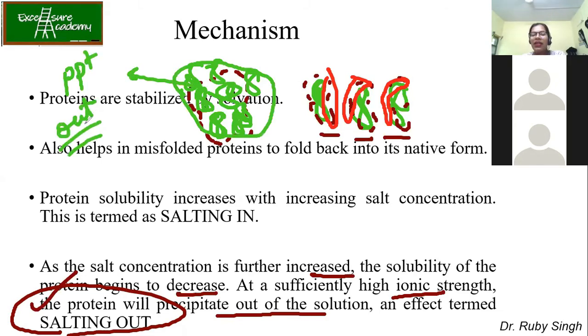Now, what will happen? Next, what you have to do is centrifuge. Now, once you centrifuge, what will happen? You will have the supernatant and the pellet. Now, this pellet is nothing but your protein precipitate. Okay.